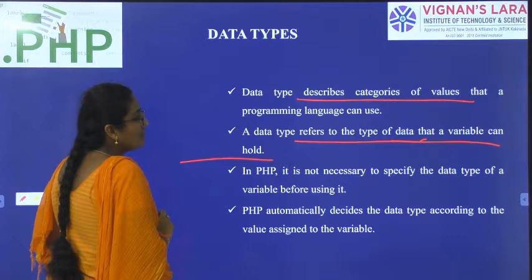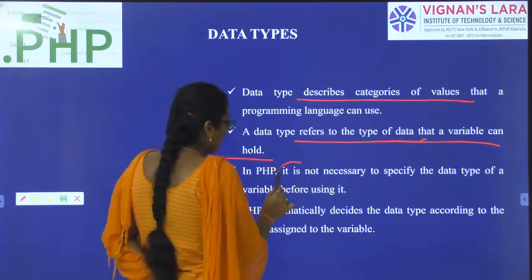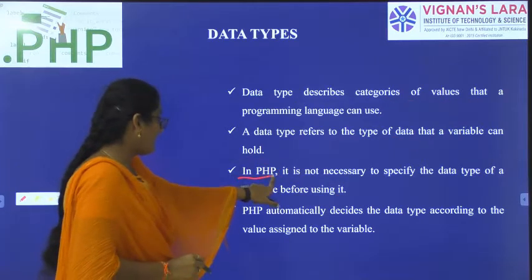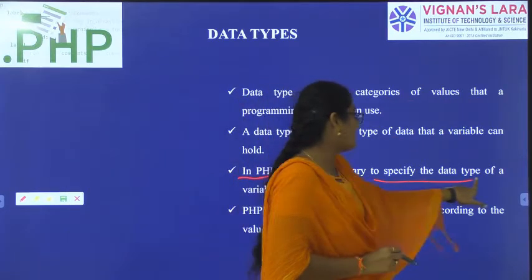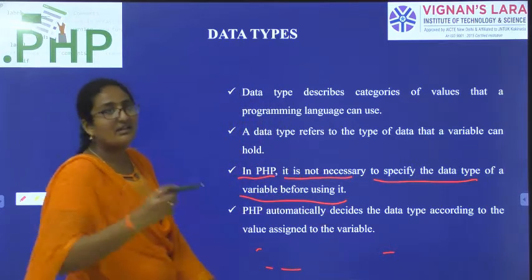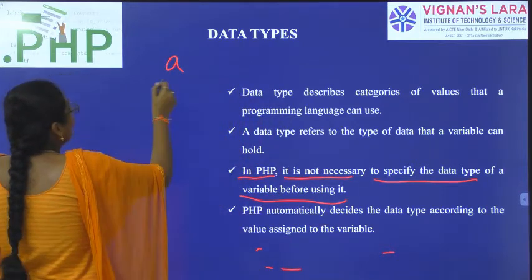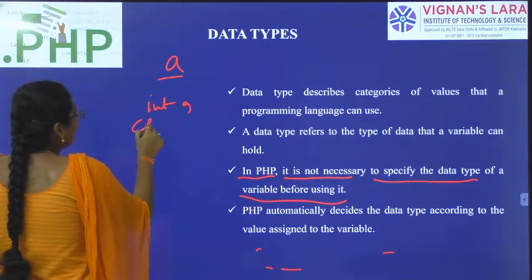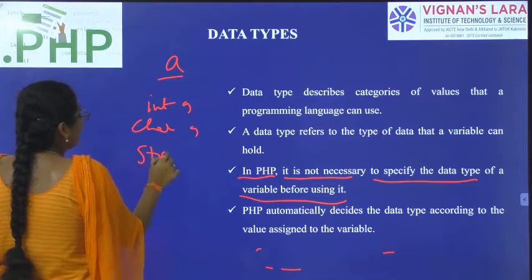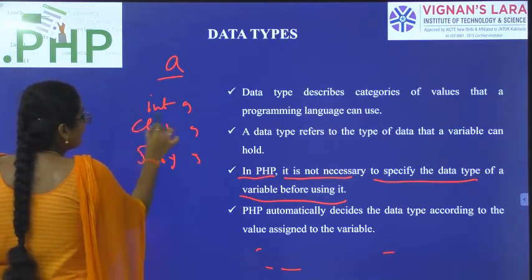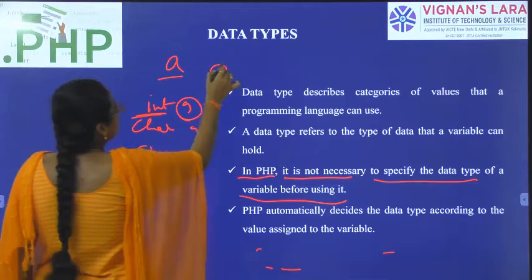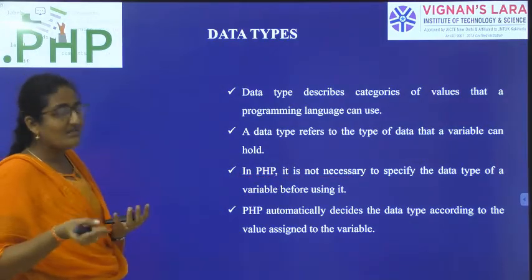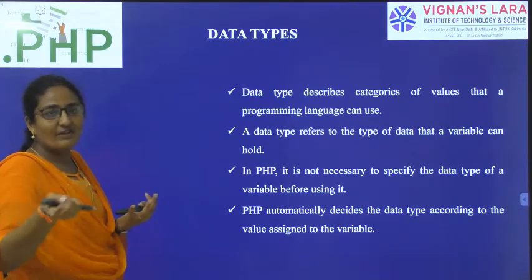In PHP, it is not necessary to specify the data type of a variable before using it. Very important point. Means I want to use A. A is a variable. I need not specify whether it is int A or char A or string A. I need not specify the type of variable A in PHP. Data type is to tell what your variable is about.